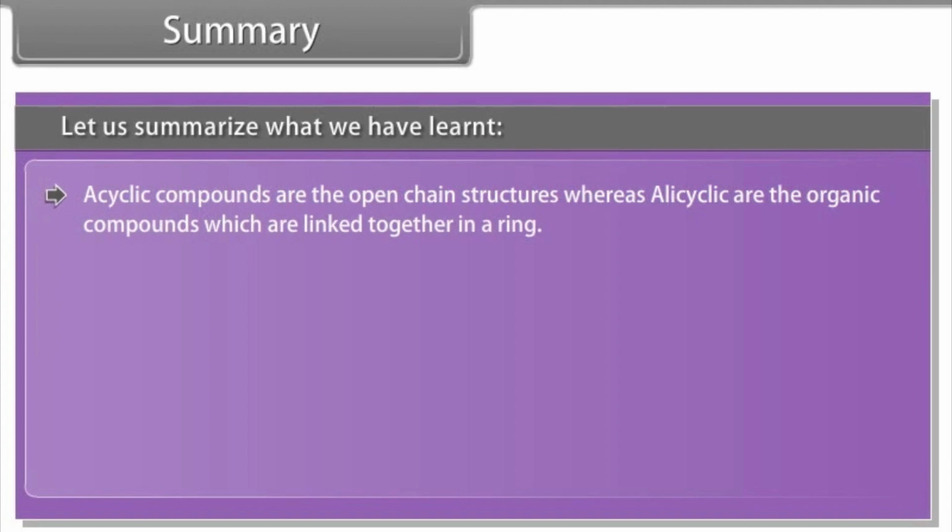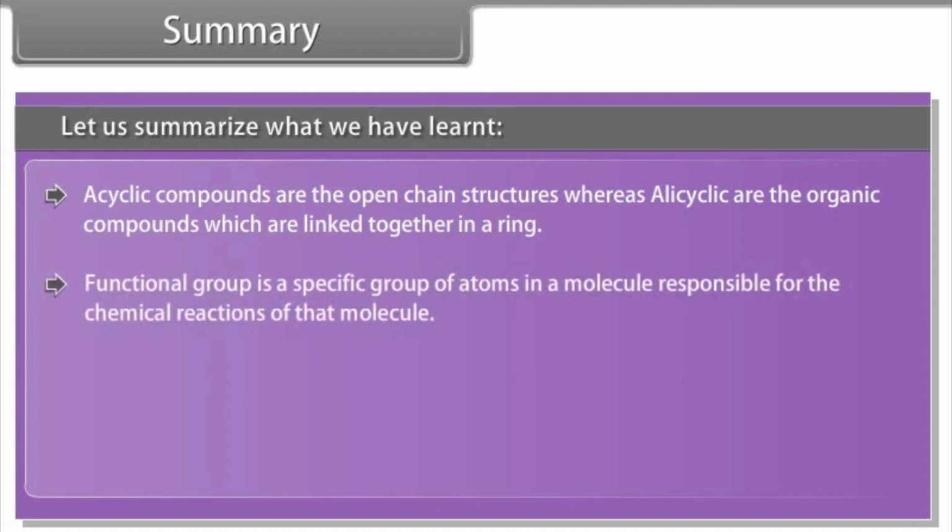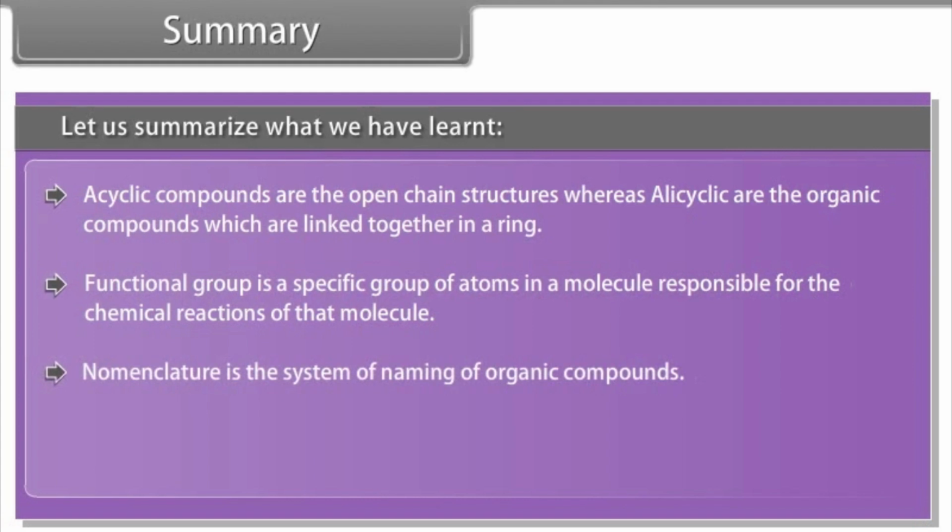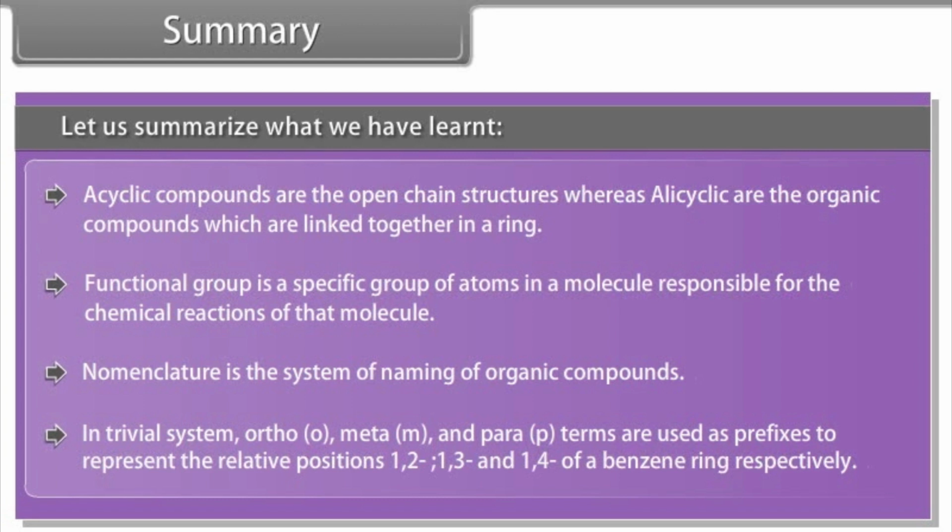Acyclic compounds are open chain structures, whereas alicyclic compounds are organic compounds which are linked together in a ring. A functional group is a specific group of atoms in a molecule responsible for the chemical reactions of that molecule. Nomenclature is a system of naming of organic compounds. In the trivial system, ortho, meta and para terms are used as prefixes to represent the relative positions 1,2, 1,3 and 1,4 of a benzene ring respectively.